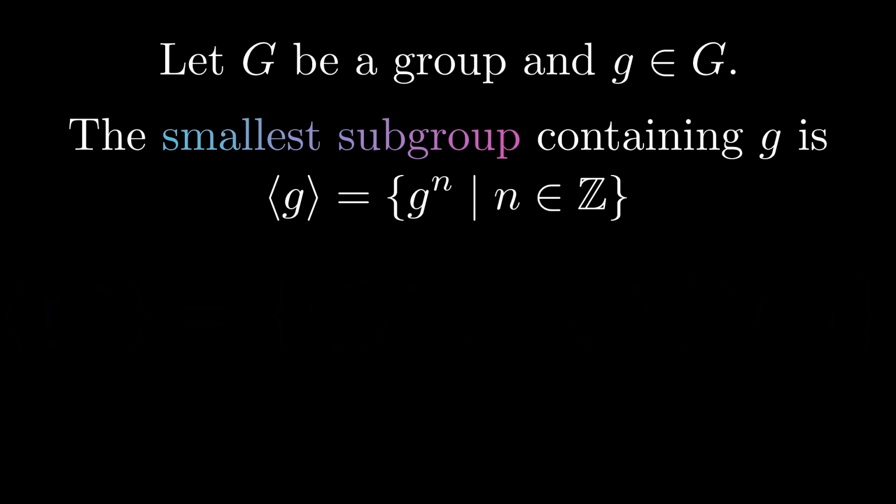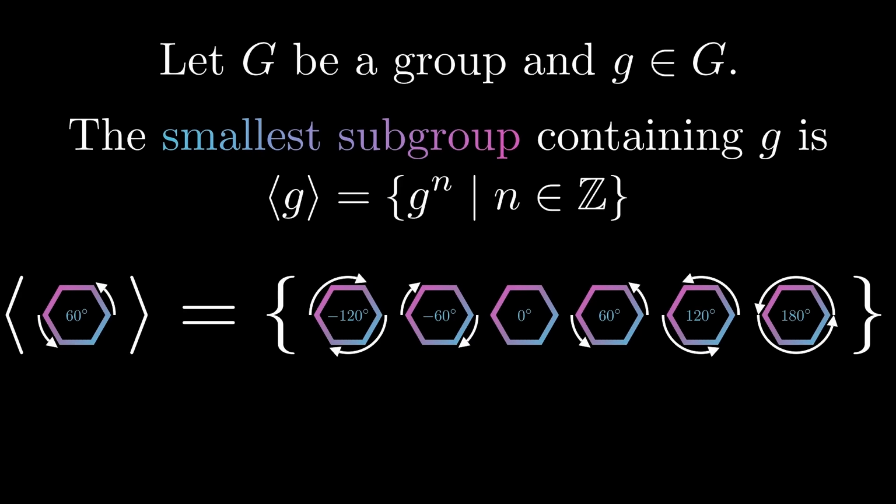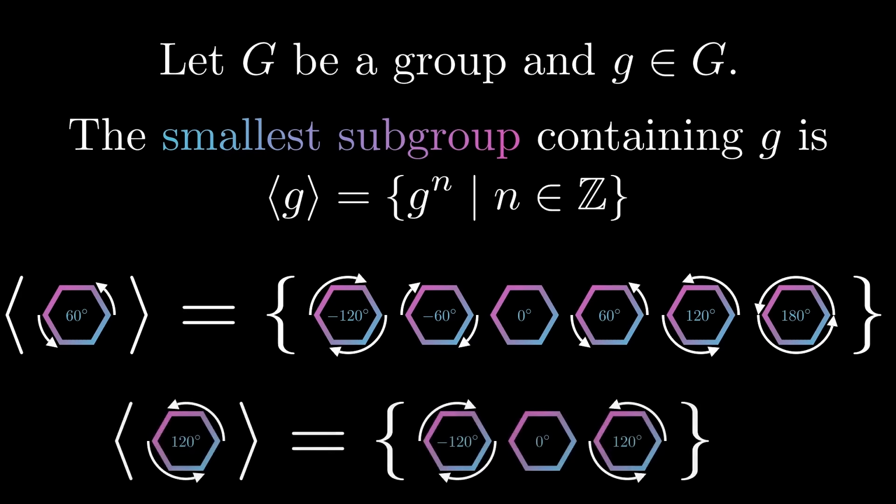For example, the subgroup generated by a 60-degree rotation contains all the rotations of a hexagon, while the subgroup generated by a 120-degree rotation consists of just 3 rotations.